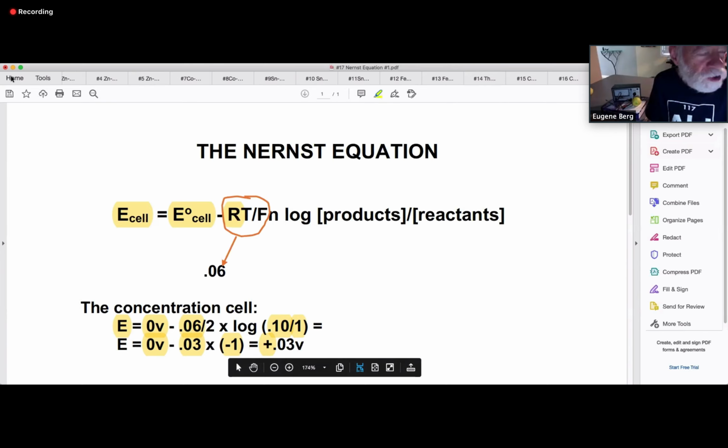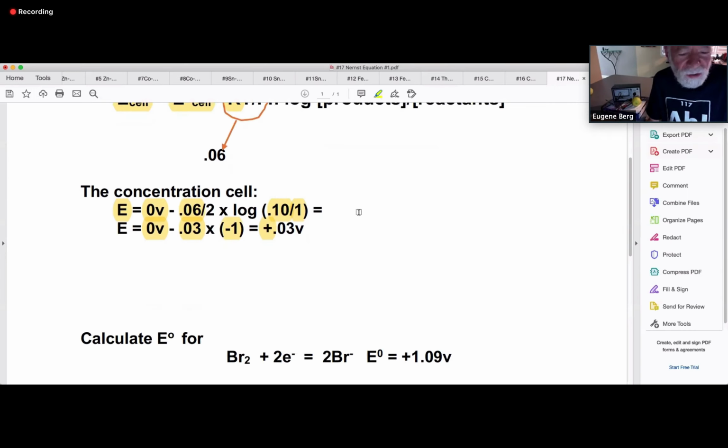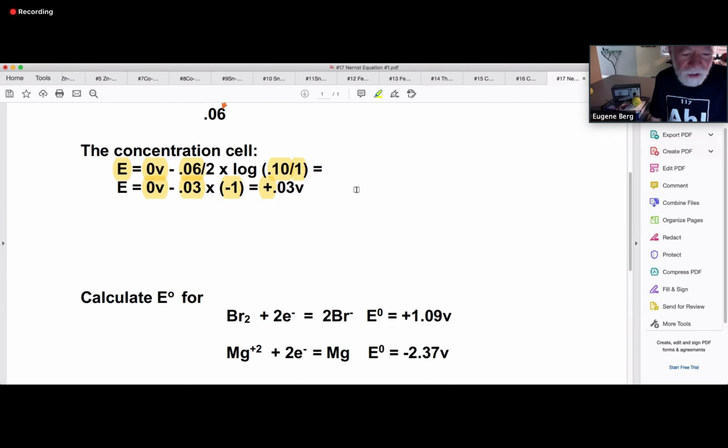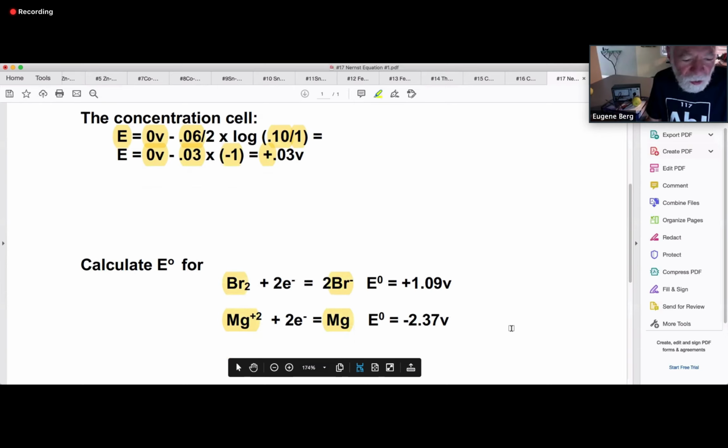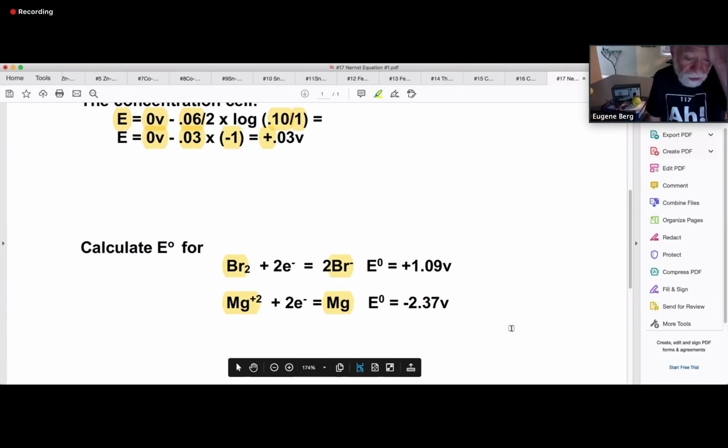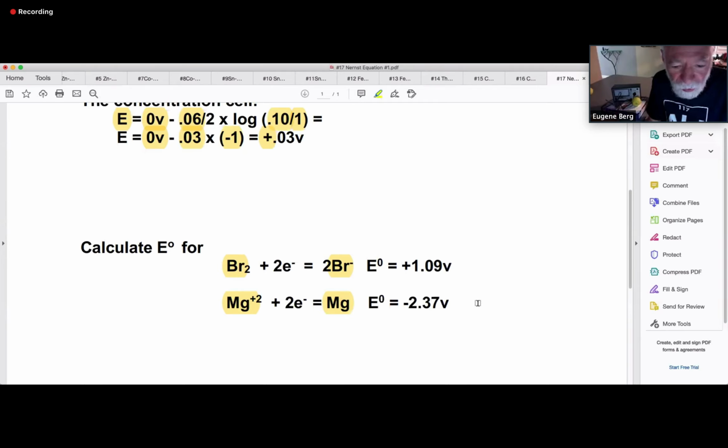Okay, now I'd like to put you in an industrial situation. So let's say you're working for a company, and the boss has some bromine liquid, and he's got some bromide ions. He has some magnesium ions and some magnesium solid. And he says, okay, I want you guys to build a cell out of this. And so you look up and you find these two half reactions with these two voltages.